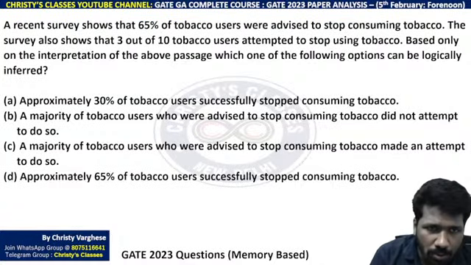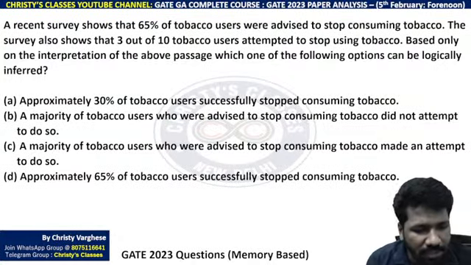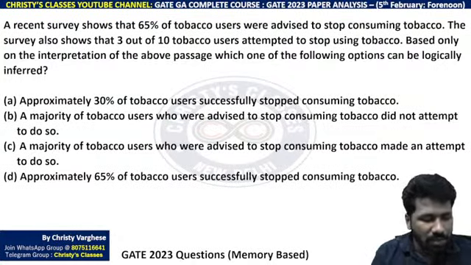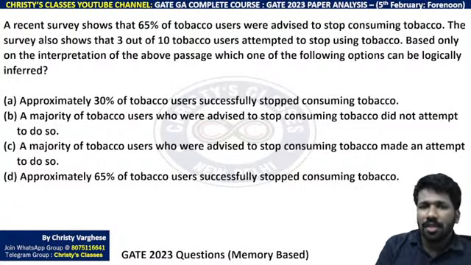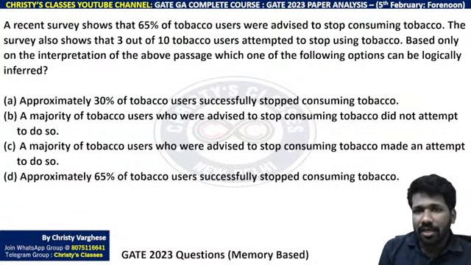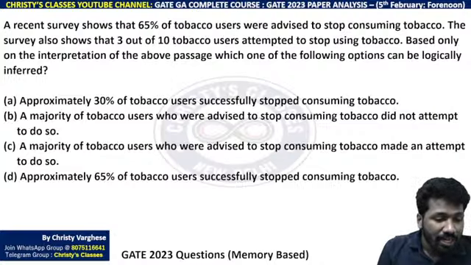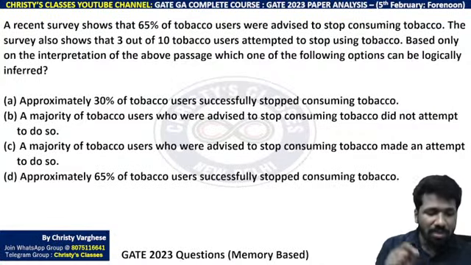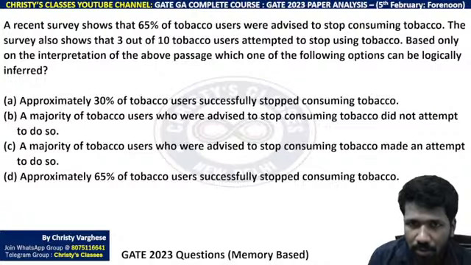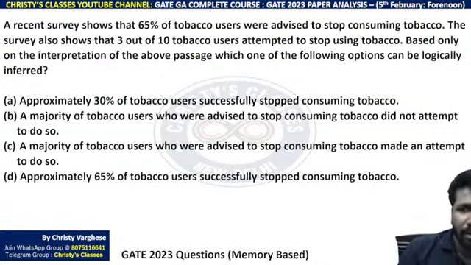The survey also shows that 3 out of 10 means 30 out of 100, or 30 percentage. 3 out of 10, 30 percentage hai na. 30 percentage users attempted to stop using tobacco. So 30% people try कर रहा है tobacco usage stop करने के लिए, try कर रहा है. It is not mentioned that they have stopped using tobacco. They are trying to do that. Users attempted to stop using tobacco.